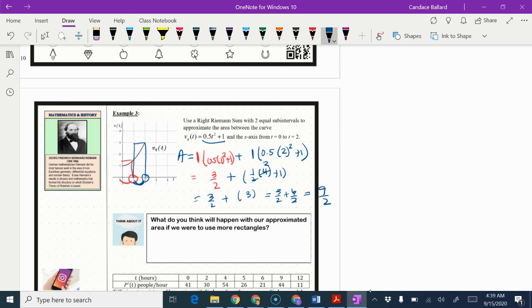So what do you think will happen with our approximated area if we were to use more rectangles? The more rectangles you use, the better your area approximation is. So if you use more rectangles, your approximation will be more accurate.